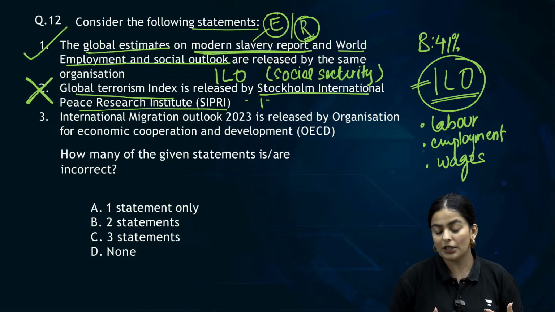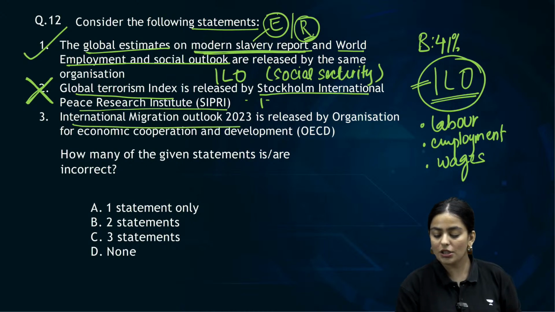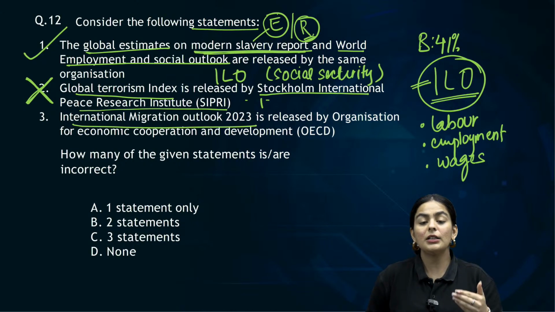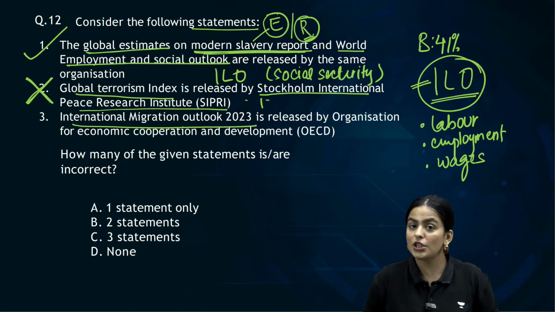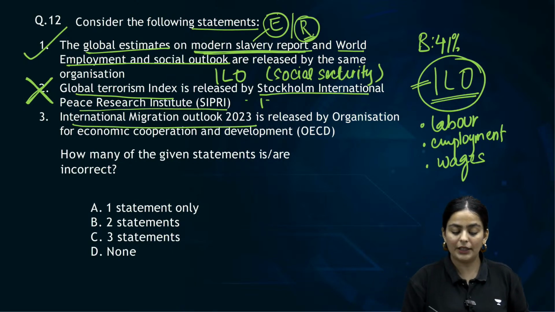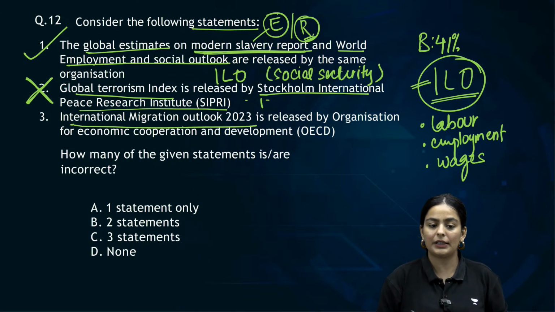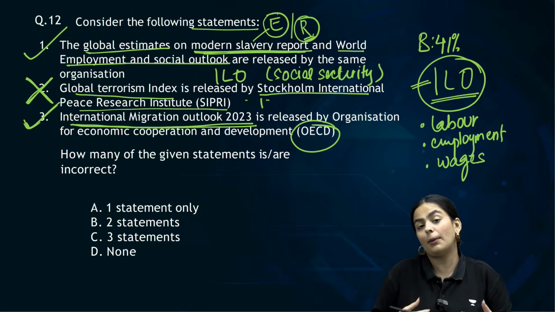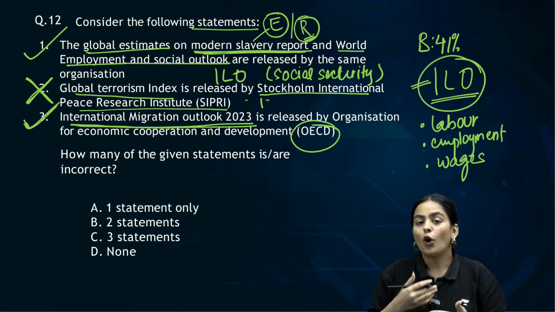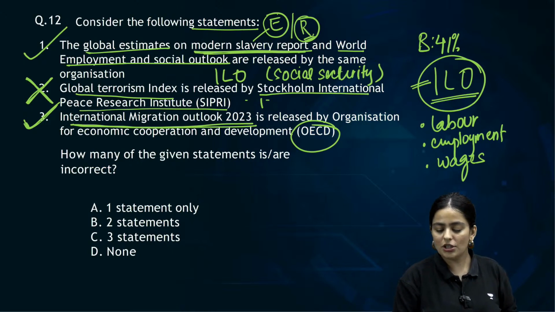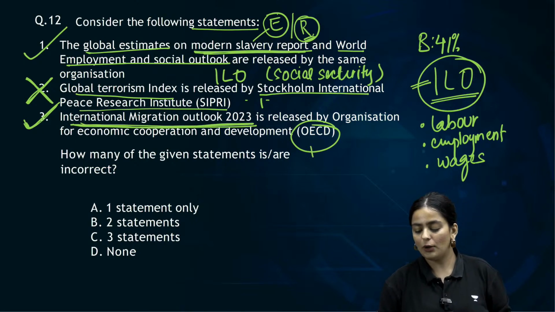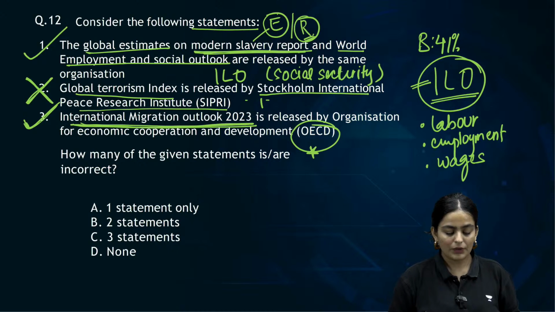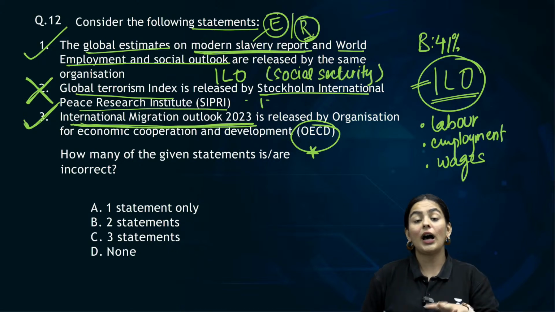Again, a migration related report. International Migration Outlook 2023. Like we had done the migration and development brief, that was an initiative of the World Bank. This particular one, International Migration Outlook 2023, is released by OECD. That is absolutely correct. OECD generally are a group of those developed countries which are a little wary of the amount of migration that is incoming in those countries. Absolutely correct. Clear?